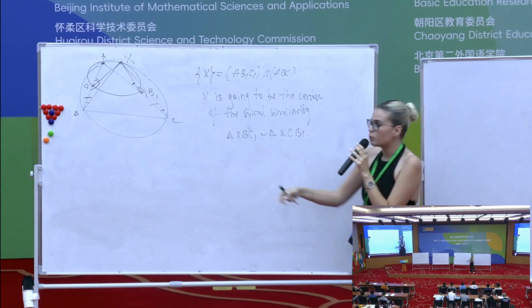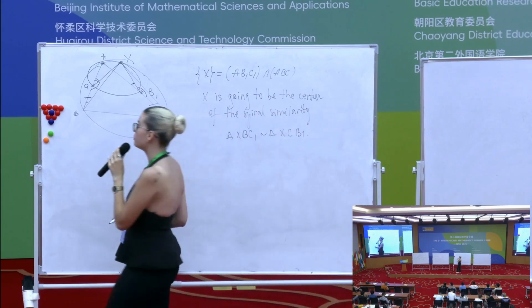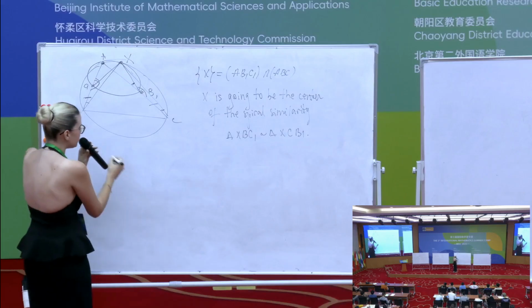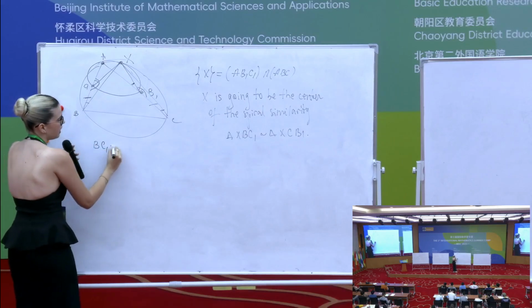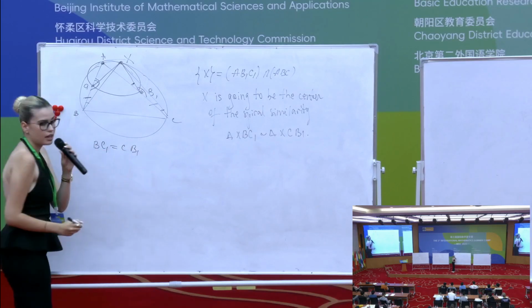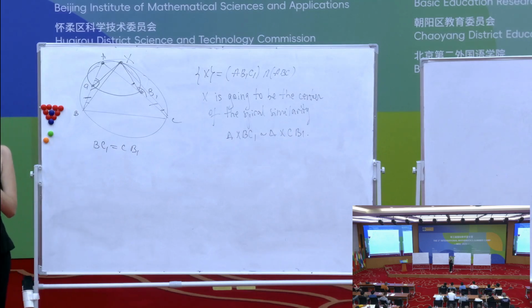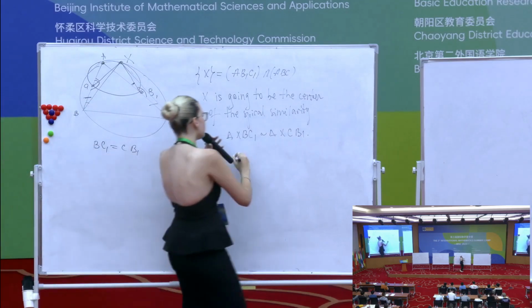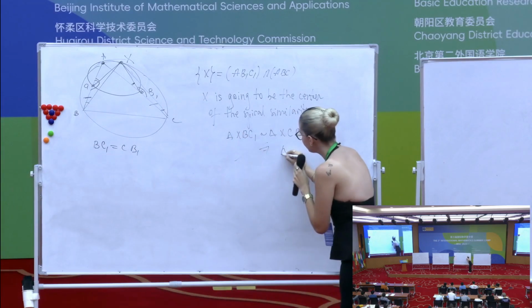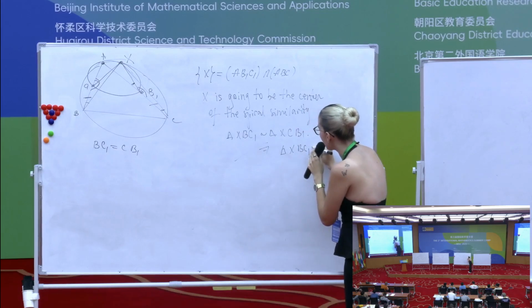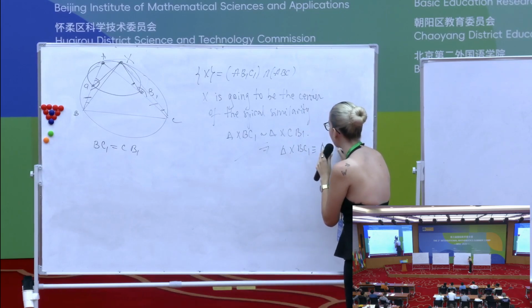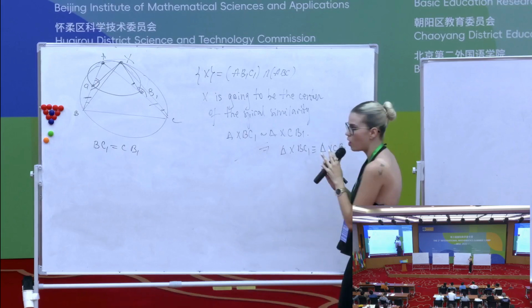But don't forget what we talked about at the very beginning of the problem. We know that BC1 and CB1 are equal. So our similarity becomes a congruence, and we obtain that the triangle XBC1 is congruent to the triangle XCB1.